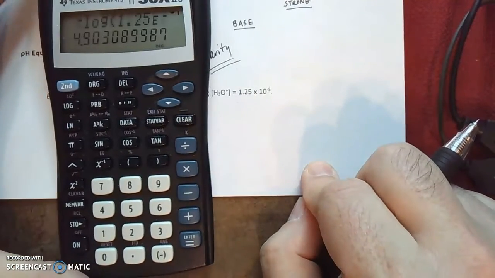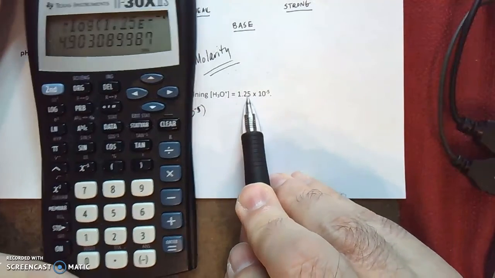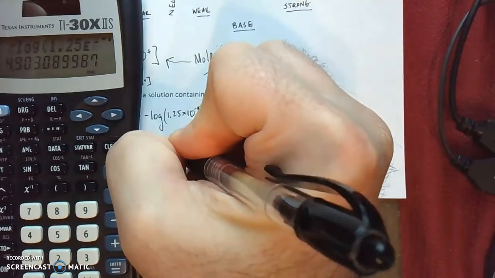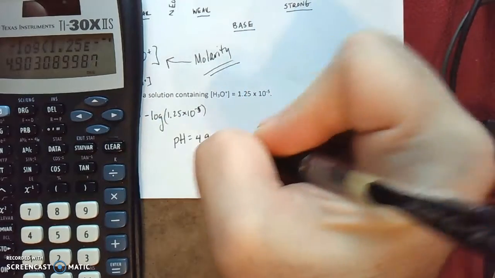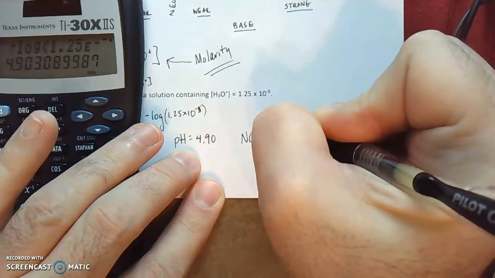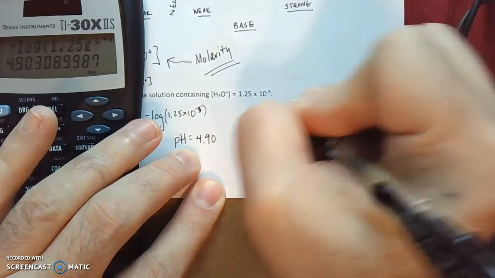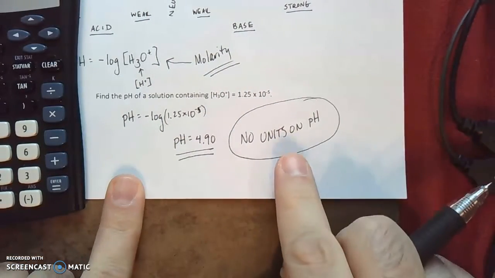Now, I'm going to round this to 3 significant figures because my molarity is in 3 significant figures. So my pH is equal to 4.90. No units on pH. So here is our answer, no units.